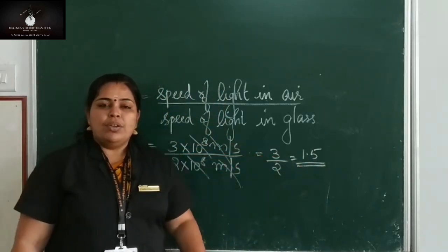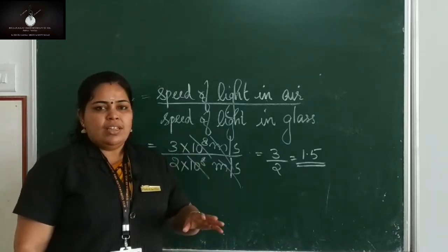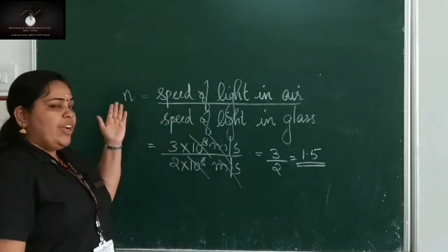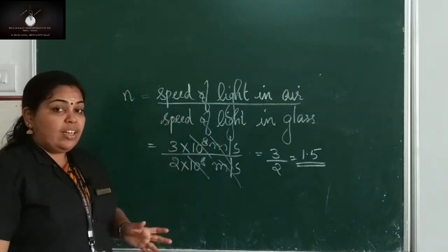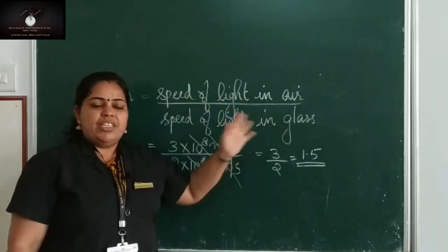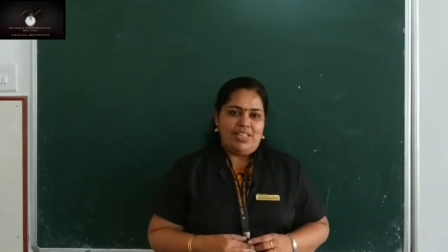So I hope you understood how to find out the refractive index of a medium. Suppose you want to find out the refractive index of water, how will you find out? Speed of light in air by speed of light in water. Is it clear?